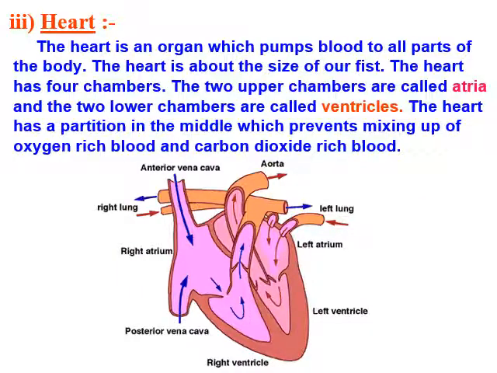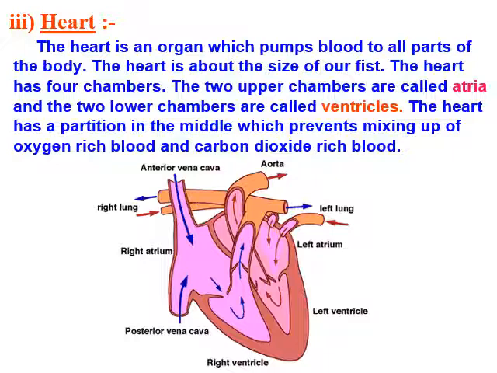Heart. Heart is a muscular organ which pumps blood to all parts of the body. Heart is made up of a special type of muscle known as cardiac muscles. The heart is about the size of our fist. The heart has 4 chambers.